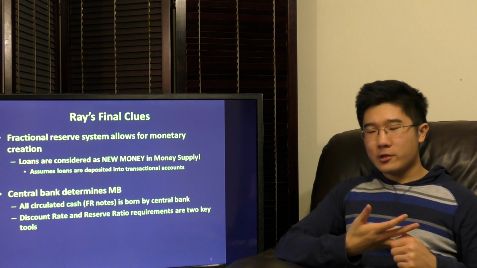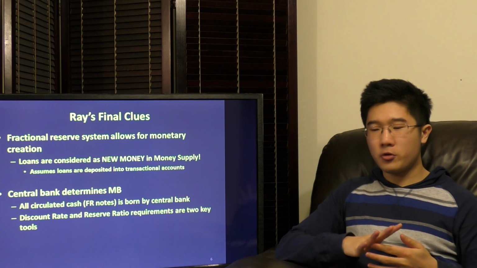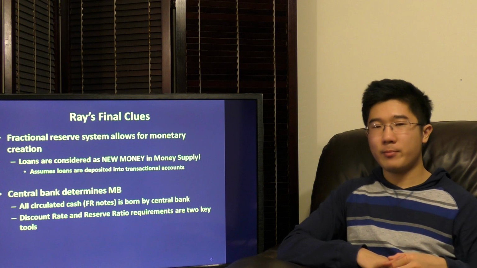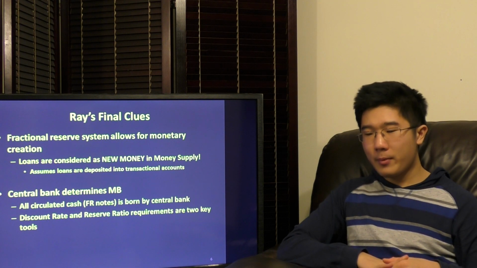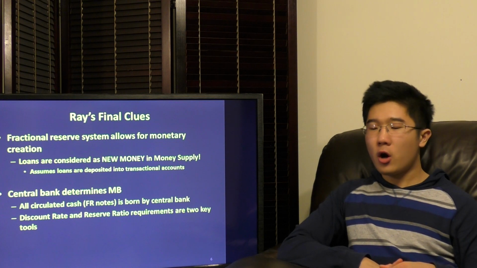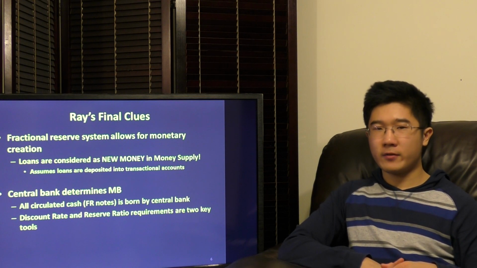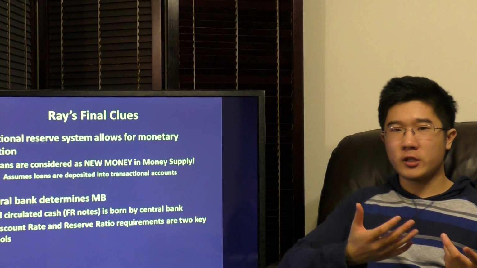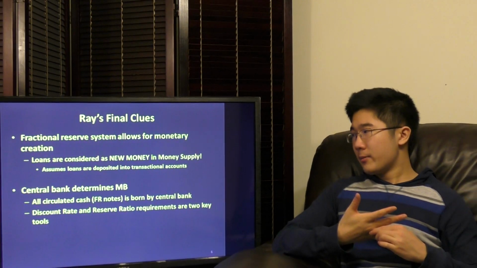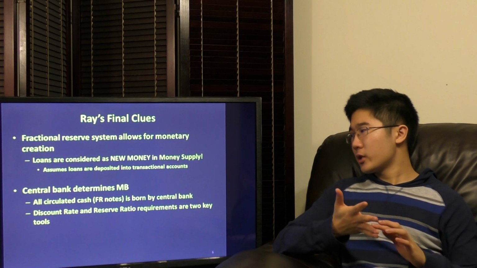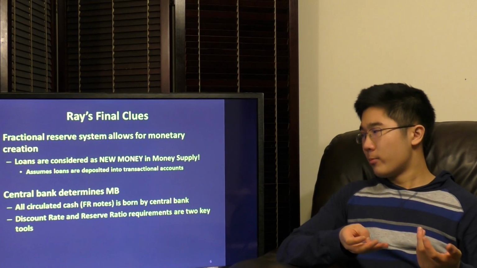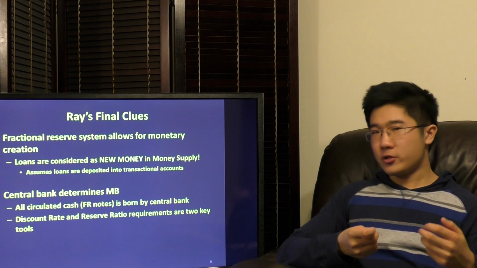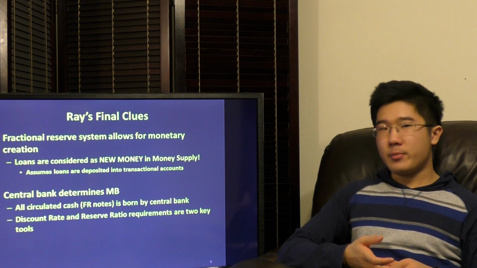So for our final clue, the fractional reserve system allows for monetary creation because loans are considered new money in the money supply, as they create new spending in a new cycle that goes back to banks, and then these banks loan it back out. But that only assumes that loans in their entirety are all deposited into transactional accounts through spending and then saving, that none of it is kept as cash by consumers, and that no excess reserves are kept as reserves by banks. The central bank can determine the monetary base, because all circulated cash is basically Federal Reserve notes, and they are born from the central bank. The central bank uses the discount rate and reserve ratio as two key tools to affect our monetary base and our money in general.